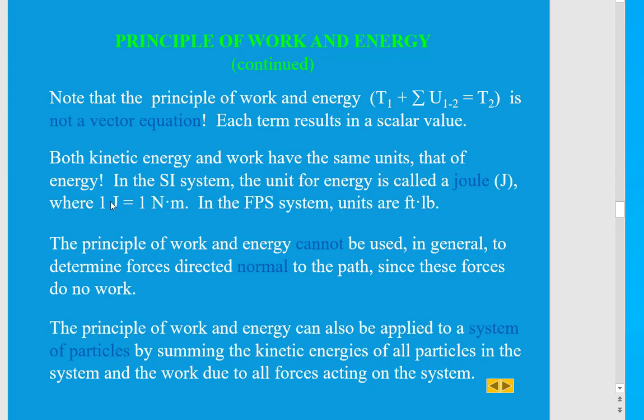In SI units, 1 joule equals 1 Newton meter. And in the foot-pound-second system, it's foot-pound force.